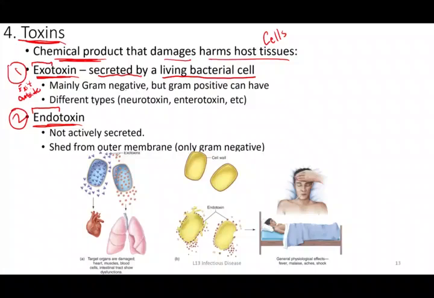Mostly gram-negative have this, but there are some gram-positive that can make these exotoxins as well. And because these exotoxins can have different effects on different tissue types, we can also describe exotoxins based upon what cell do they cause damage to. So there are some exotoxins that are going to preferentially affect the nervous system of the host. So we can call those neurotoxins.